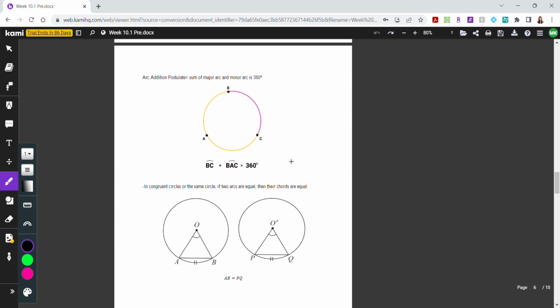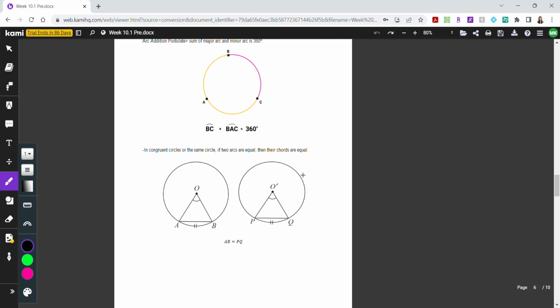Now, the next thing that we have is the arc addition postulate, which essentially tells us that the sum of a major arc, in this case arc BAC, and the minor arc, which in this case is CB, is going to be 360 degrees because the total angle in a circle is 360 degrees. As you can see, arc BC plus arc BAC equals 360 degrees. This one is really, really helpful to remember.